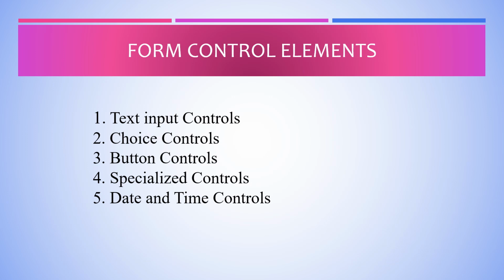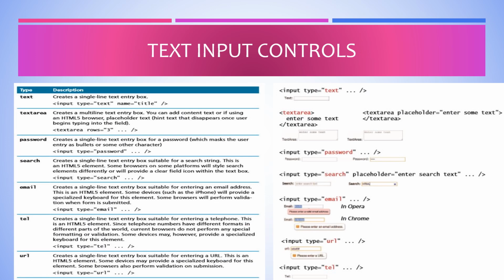Next, form control elements. There are 5 types of form control elements, namely text input control, choice control, button control, specialized control, date and time control. Text input control.